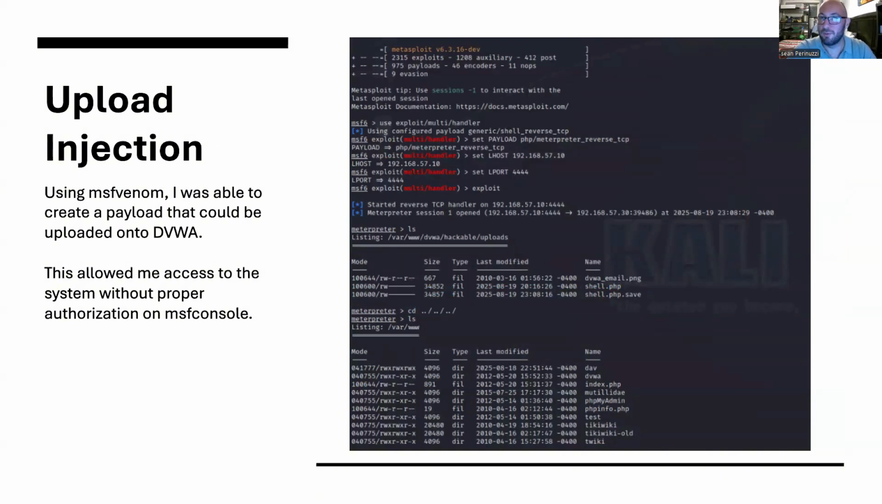I then focused on upload injection using MSFvenom, which is the payload generator of Metasploit. We were able to craft a payload that we uploaded to the upload injection on DVWA, where it allowed us to gain a session where we could see the root directory of that web application.